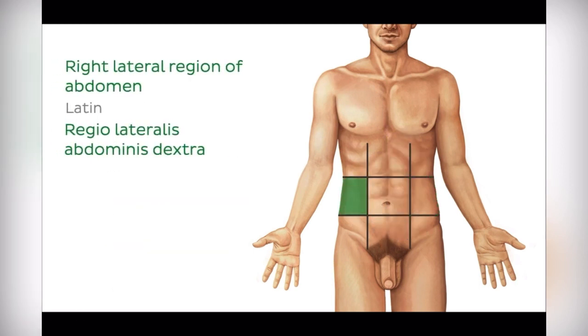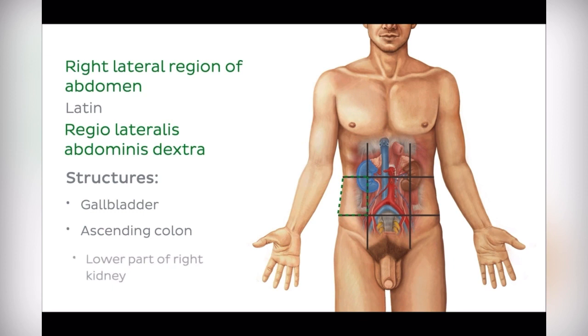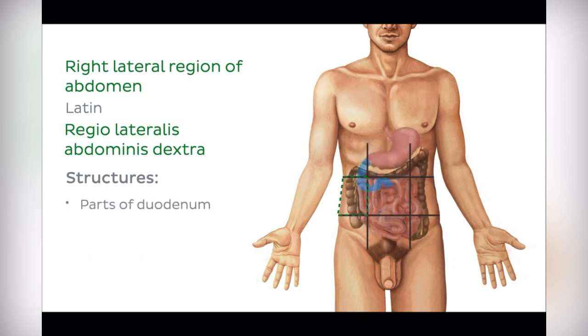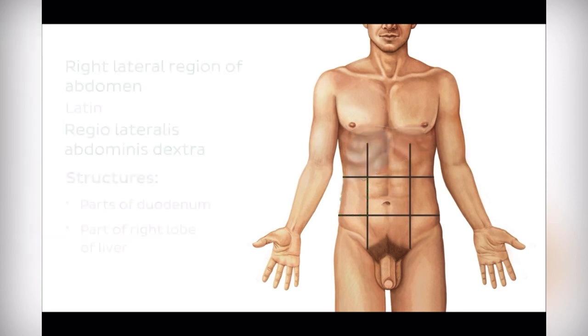The right lateral region of the abdomen lies on the other side of the umbilical region. Structures such as the gallbladder, the ascending colon, the lower part of the right kidney, parts of the duodenum, and part of the right lobe of the liver can be found here.